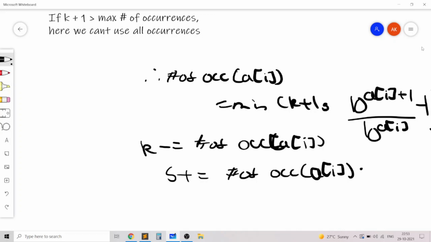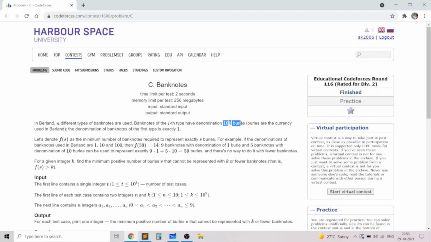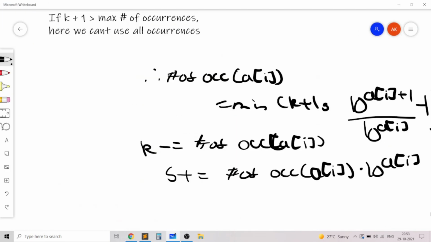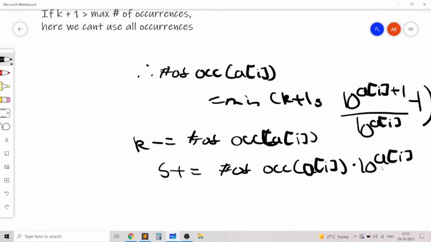into 10 to the power of ai, because we know that there are that many occurrences of ai banknotes being used, and each banknote has denomination 10 to the power of ai. That's why if you multiply them, we'll get the contribution of the ai banknote. And then in the end we just print s after we perform this operation. So now I'll just show you the code implementing the same idea.